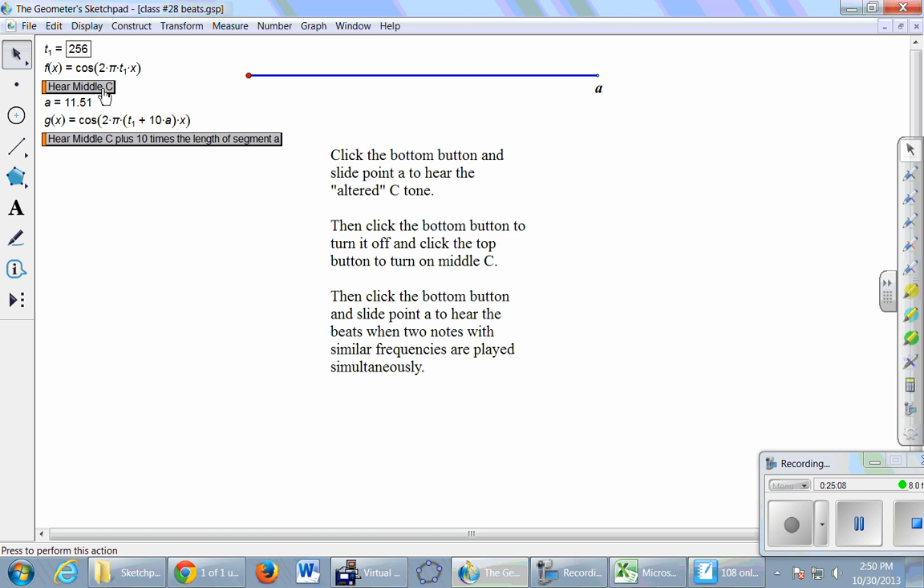So on Sketchpad version 5, there's the ability to just listen to a sine or cosine function. So again, I don't know how this is going to sound. I'm going to hold my little microphone up to the external speakers here. I might not need to do that, but I'm hoping that some of this comes across in the video. So we're going to first listen to middle C.